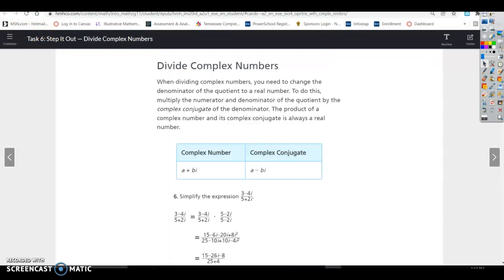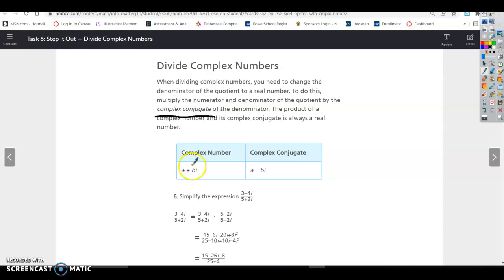Lesson 2.2, task 6. Divide complex numbers. When dividing complex numbers, you need to change the denominator of the quotient to a real number. To do this, multiply the numerator and denominator of the quotient by the complex conjugate of the denominator. The product of a complex number and its complex conjugate is always a real number. All right, this is a definition that you need to know. So make sure you know what a complex conjugate is and what it does.